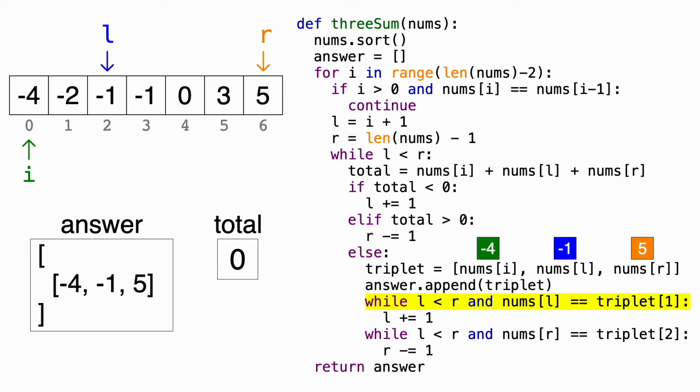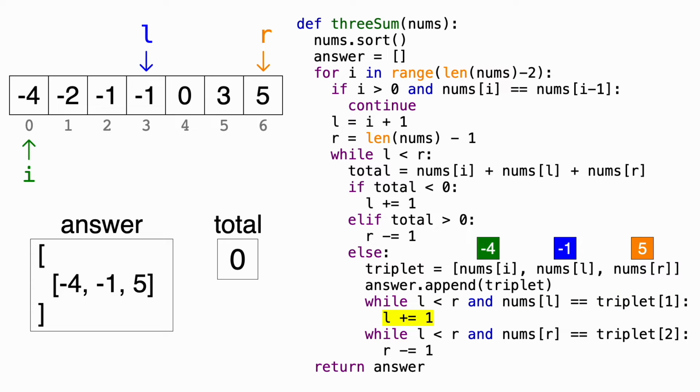Then we're going to move the left and right pointers inwards, but we're also going to check for a few extra things. So first, we make sure that l is still less than r, and we also check if the number at l is equal to the number at index 1 of the triplet, which is the number we just added to the answer that was at index l, in this case, -1. And so if it is equal to that number, then we're going to increment l.